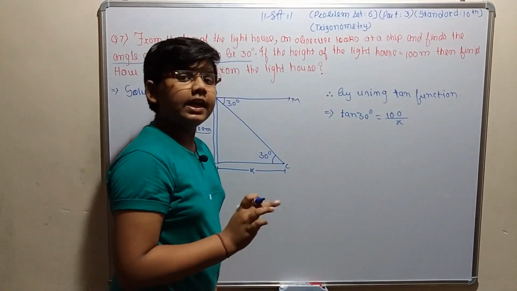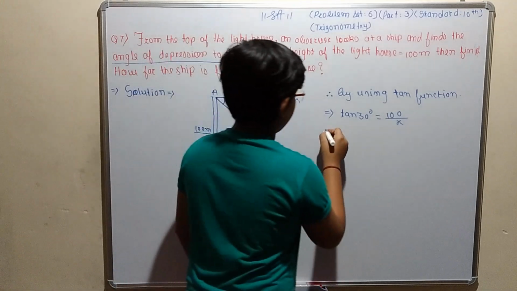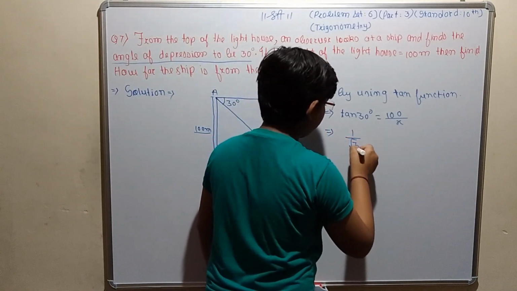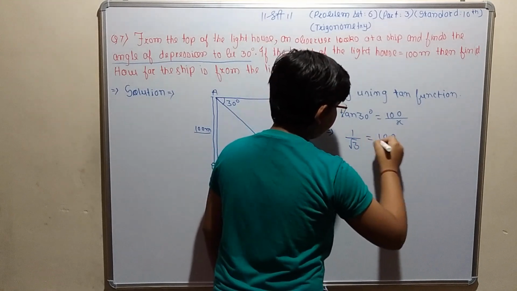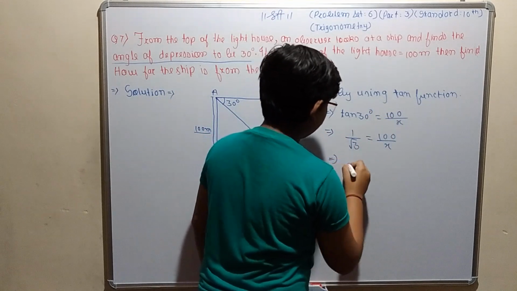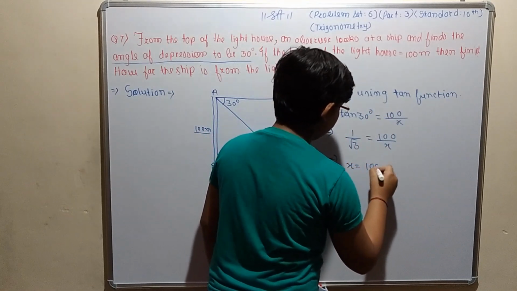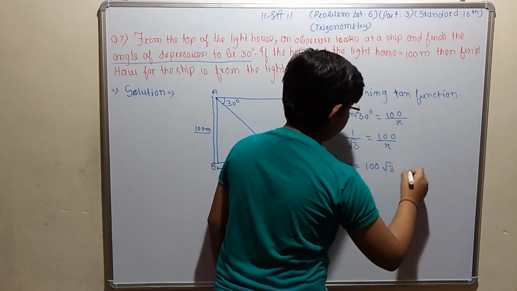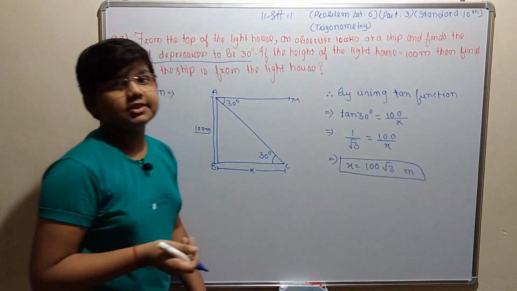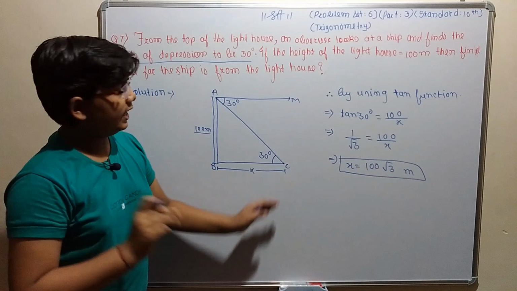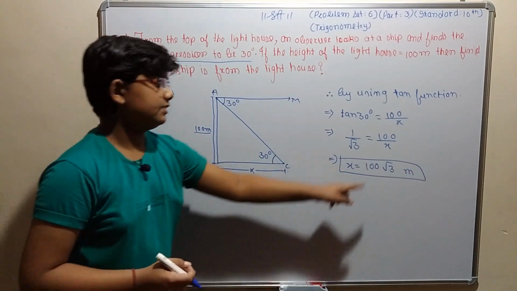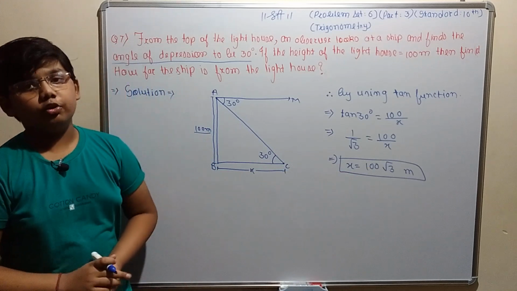We can say that tan 30 degrees is 1 by root 3. So we can take the next step as 1 by root 3 is equal to 100 by x. Now just cross multiply. We get x is equal to 100 root 3 meters. Now what is x? x is just the distance between the lighthouse and the ship. Hence we have found out that the distance between the lighthouse and the ship is 100 root 3 meters. Now we will go to our next question.